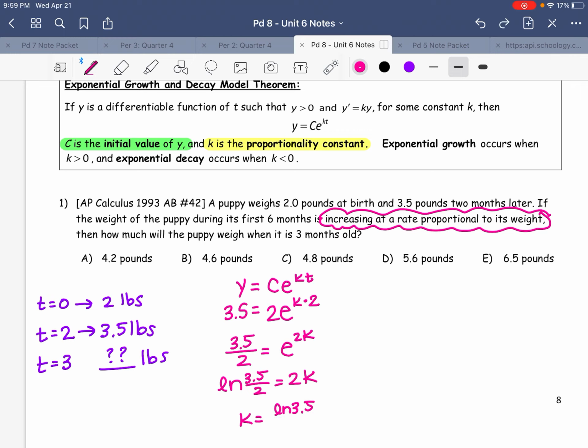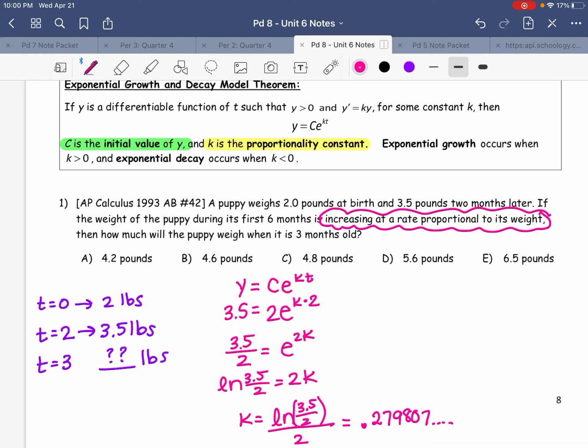I'm sorry, it's the natural log of 3.5 over 2, all divided by 2, like that. I'm going to type that into my calculator. I'd like for you to do the same. I can make a fraction bar, typing in the natural log of 3.5 over 2, and I'm dividing it by 2. And I get that K is 0.279807... It's a long value, but it's important to know what K is.